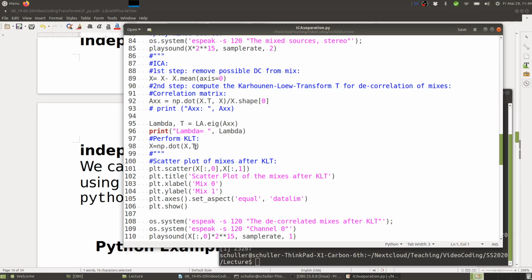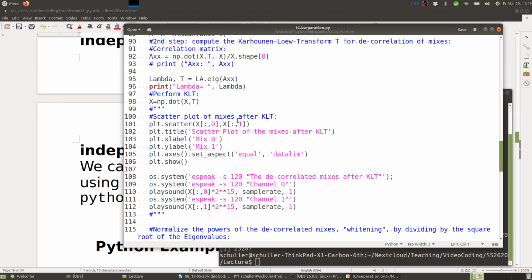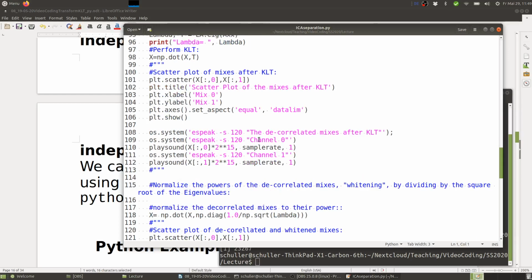And then we apply the KLT matrix to our signals X using this dot function. So this is a matrix multiplication. And then again we plot the scatter plot after applying the KLT. So this is plotted. And here we can listen to them. So this is the interesting part. So this is before whitening. So here we will listen to one strong and one very weak signal.